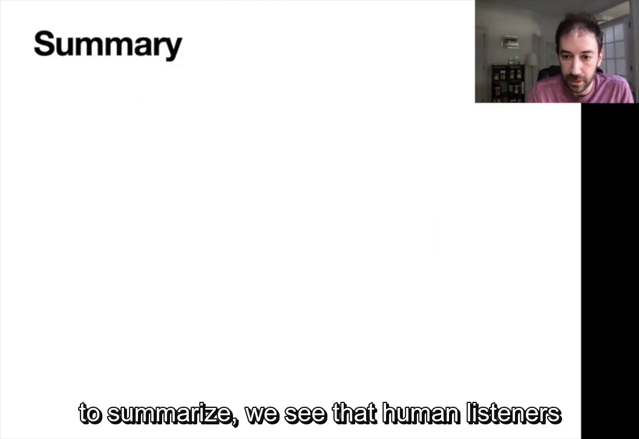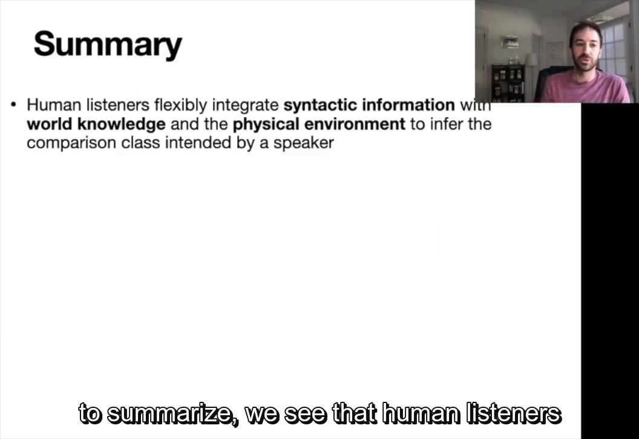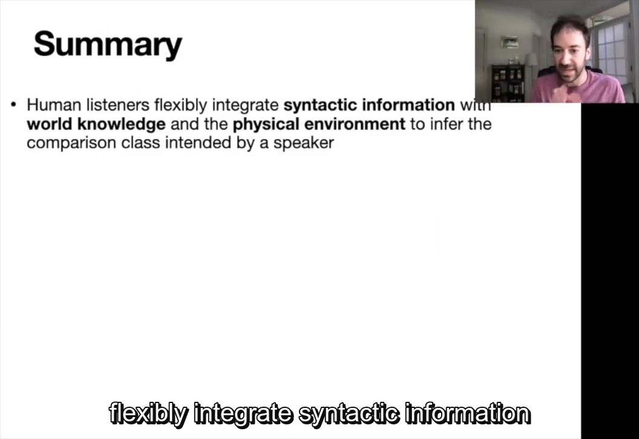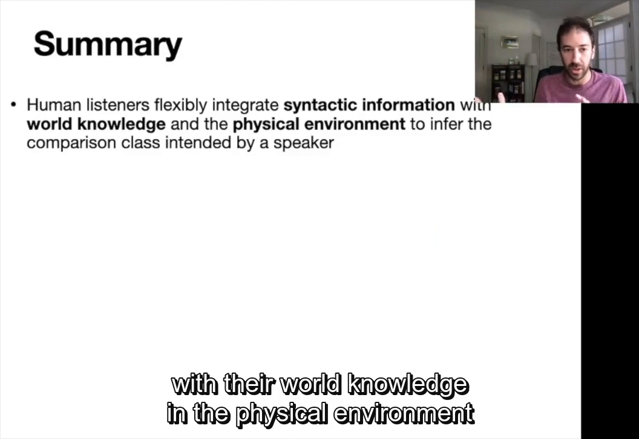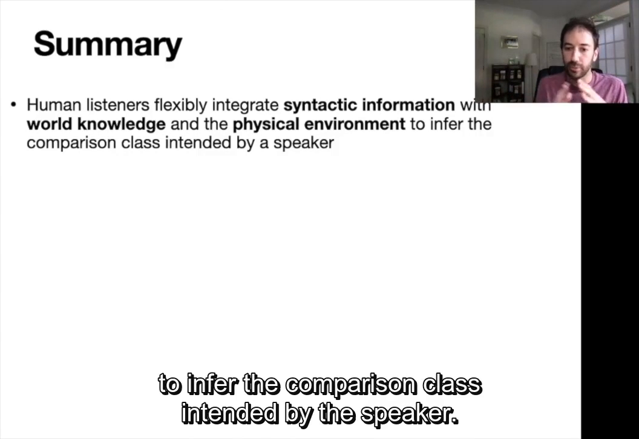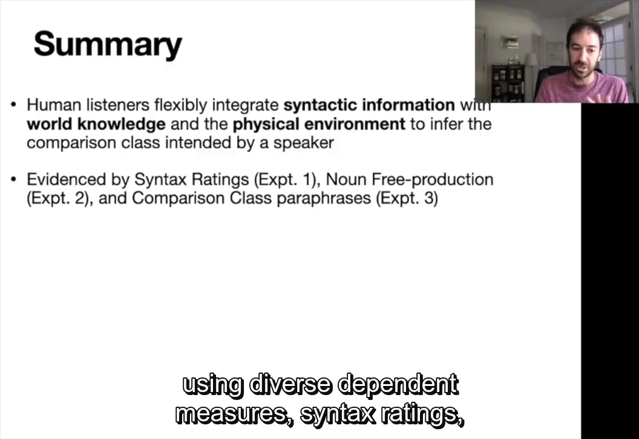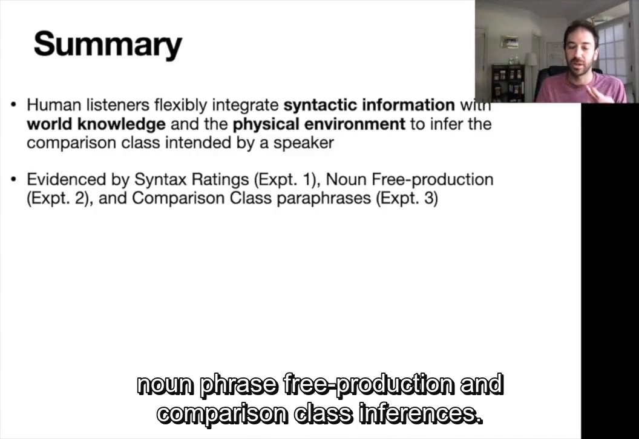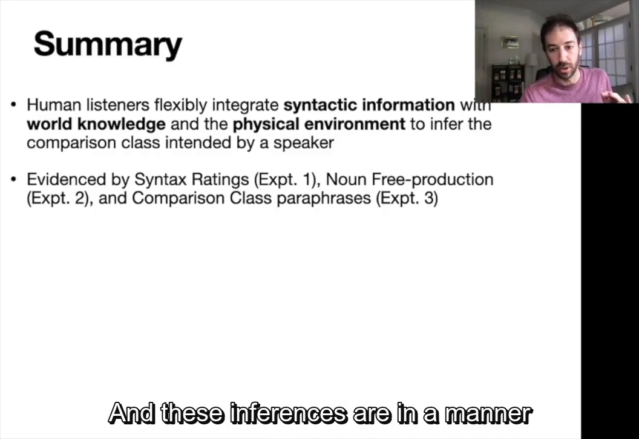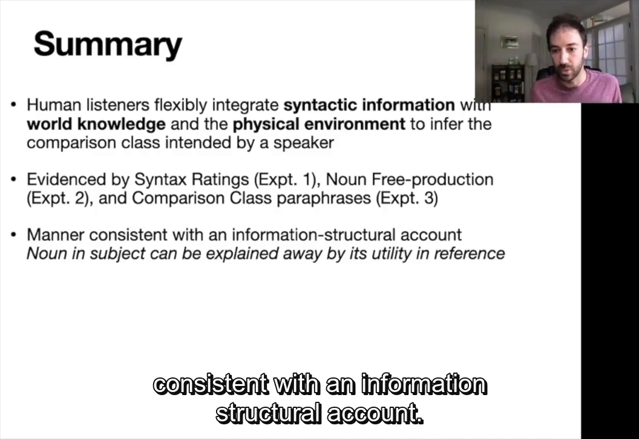To summarize, we see that human listeners flexibly integrate syntactic information with their world knowledge and the physical environment to infer the comparison class intended by the speaker. We provide evidence for this in 3 experiments using diverse dependent measures, syntax ratings, noun phrase reproduction, and comparison class inferences. And these inferences are in a manner consistent with an information structural account.